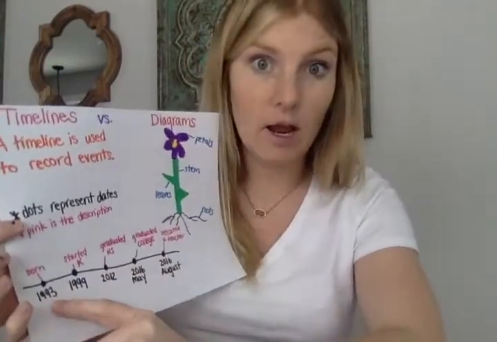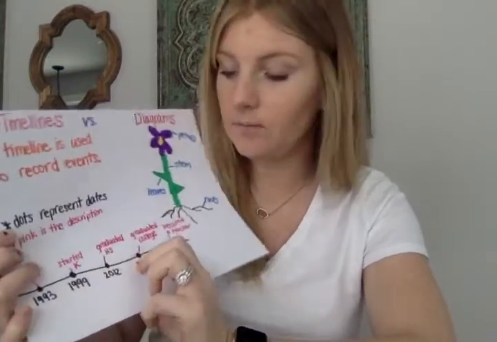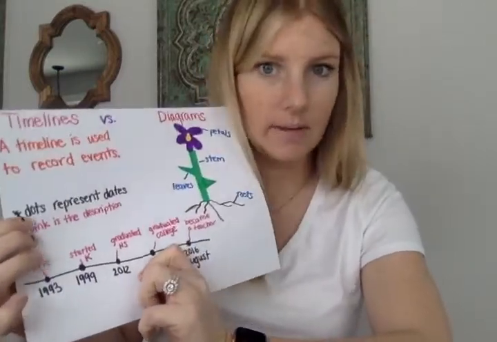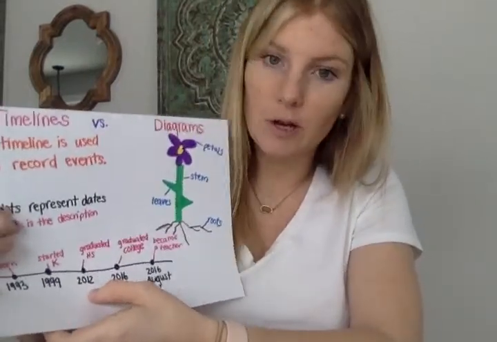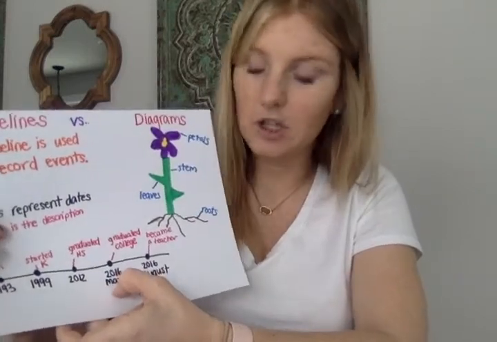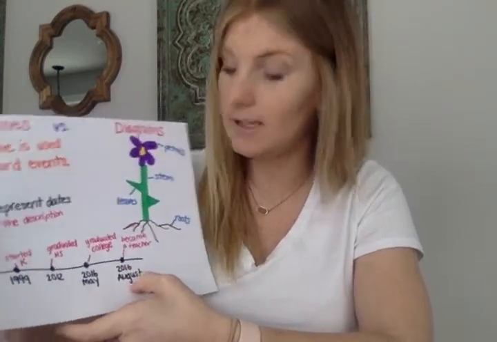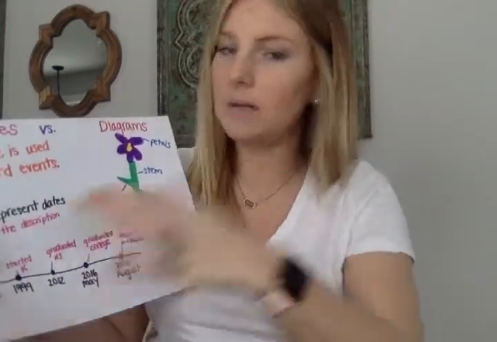So 1993, I was born. 1999, I started kindergarten. And remember, in kindergarten is when I said I wanted to be a teacher, so that's a big deal. In 2012, I graduated high school. 2016 in May, I graduated college. And then in 2016 in August, I became a teacher. So this timeline is about me.